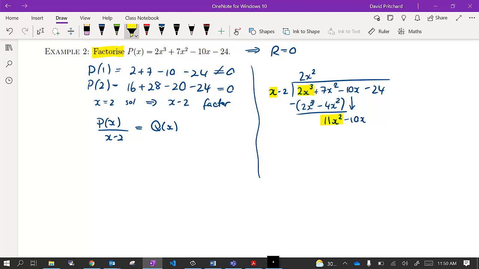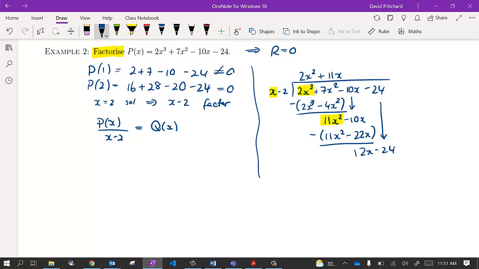This is my new leading term. 11x squared divided by x gives me 11x. We'll subtract this product of 11x and x take 2. So that gives us 11x squared and negative 22x. 11x squared take 11x squared is a 0. Negative 10 take away negative 22 is negative 10 plus 22, which gives me positive 12x. And I'll bring down this negative 24.